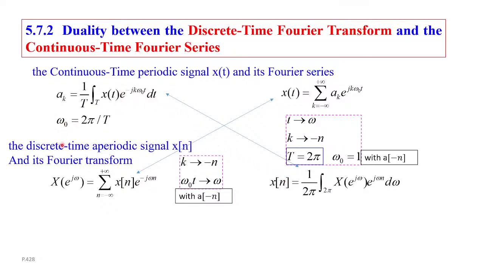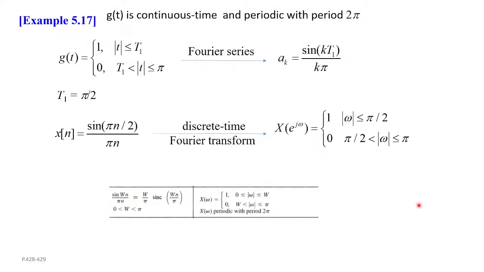But if the period is 2 pi, then I will set omega naught equal to... so from here you want omega naught t equal to omega. But if omega naught is already 1, then I just let t go to omega. Okay, so t equals omega, and k goes to -n. So you can also change this equation to this equation, but you'll get the a of -n here. And then we finish with the example.